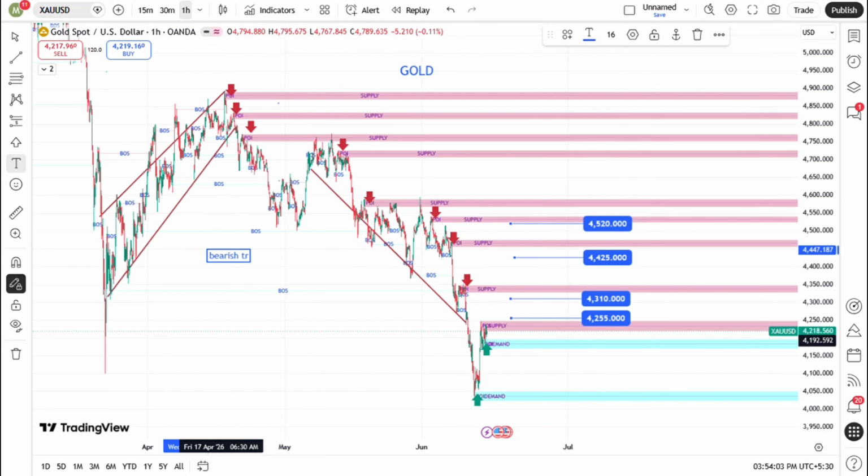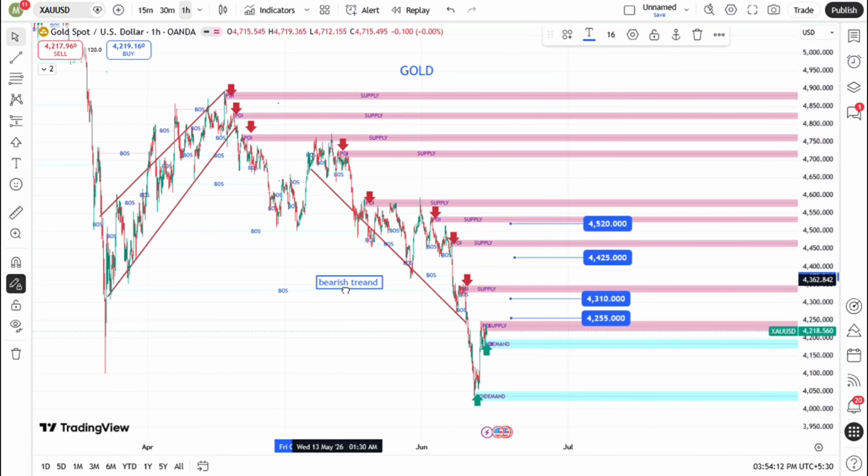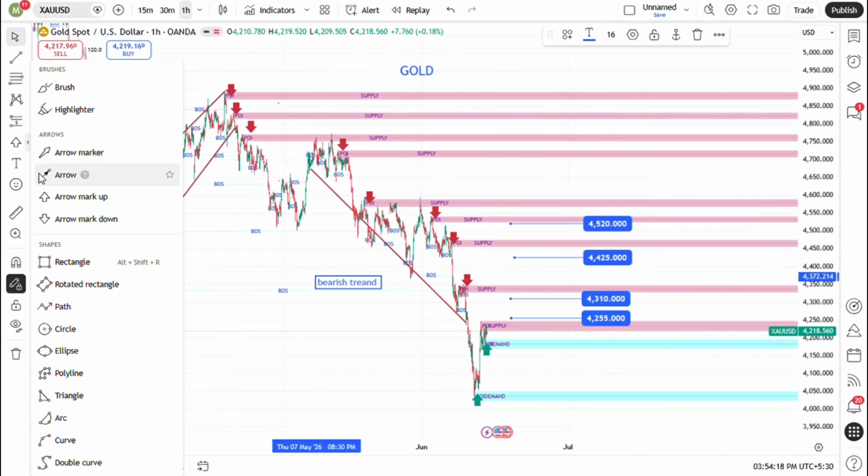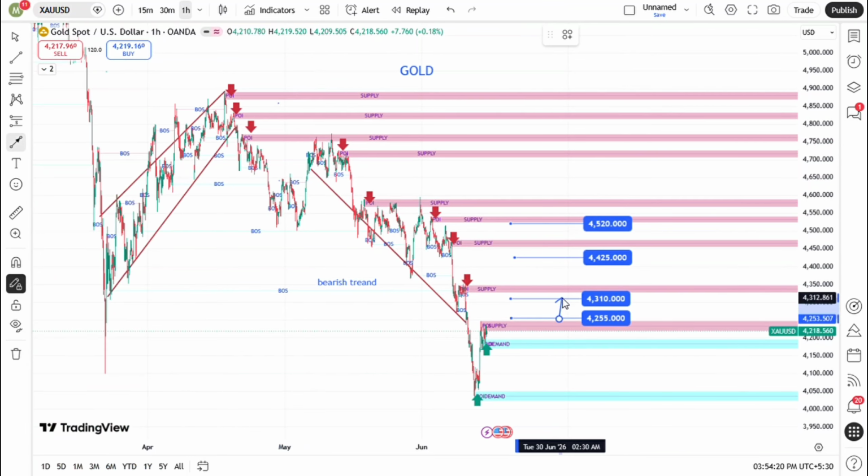Our focus is on this entry zone. We are waiting for mitigation here. Once price action confirms, we can expect the move to start. Our invalidation level is strictly set at 4,170. If price breaks this, our bias changes.